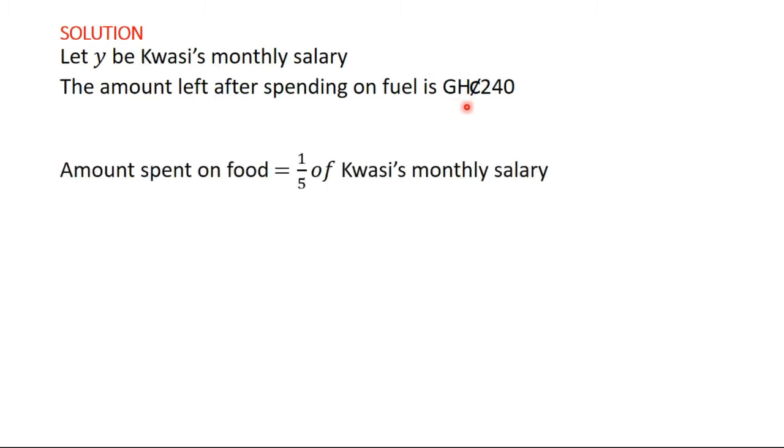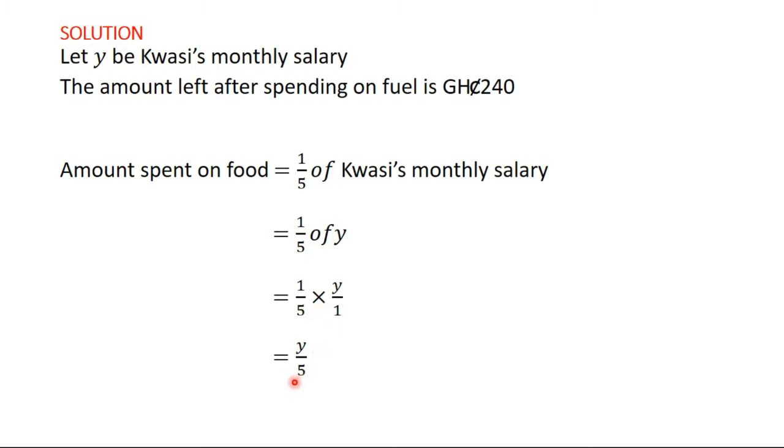The question told us that Kwesi spent 1/5 of his monthly salary on food. So from here we can see that the amount he spent on food is 1/5 of his monthly salary. We have now let his monthly salary be y, so this will give us 1/5 of y. 1/5 of y will give us 1/5 times y, which is the same as y/1. Then this will give us y/5, since we have 1 times y to give us y, 5 times 1 to give us 5.